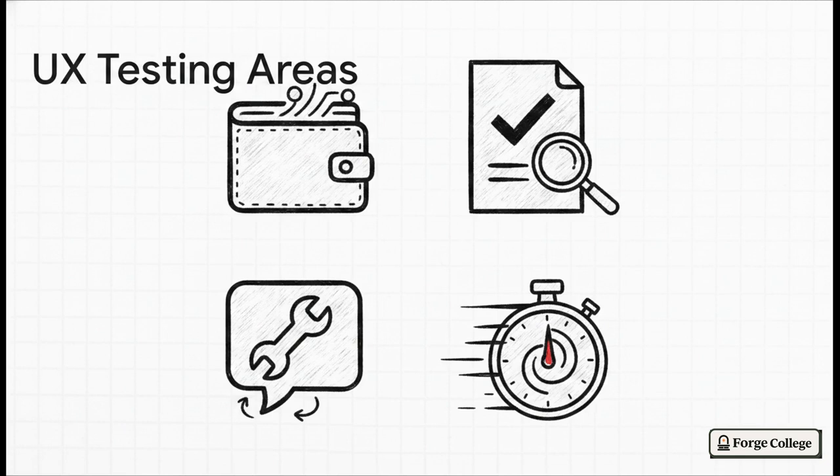Third is error messaging. If a transaction fails due to network congestion or insufficient funds, please, whatever you do, don't just throw raw JSON code at the user. Give them a plain English error and a clear path to fix it. And finally, speed and latency handling. Look, Solana is fast, but it's not instantaneous. Are you using loading spinners or optimistic UI updates to let the user know their click actually did something? You absolutely must test all of these points rigorously.